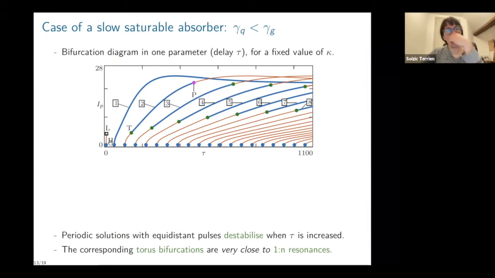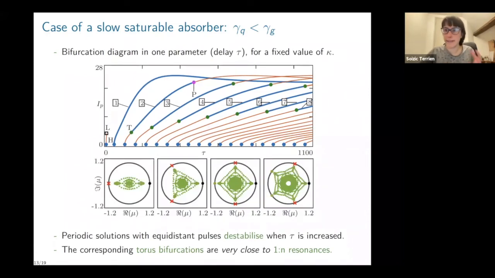From this first Hopf bifurcation, we have the emergence of a periodic solution with one pulse per round trip. And then we have successive emergence of periodic solutions which correspond to 2, 3, 4, 5, etc. pulses per feedback loop. Except for the one-pulse solution, which is always stable for the span of tau represented, all these periodic solutions have some values of tau for which they are stable and some values for which they are unstable. What is interesting is to look at how they destabilize when we increase the value of tau. If we consider the two-pulse solution, which corresponds to equidistant pulses in the feedback loop, it destabilizes here through a period doubling bifurcation.